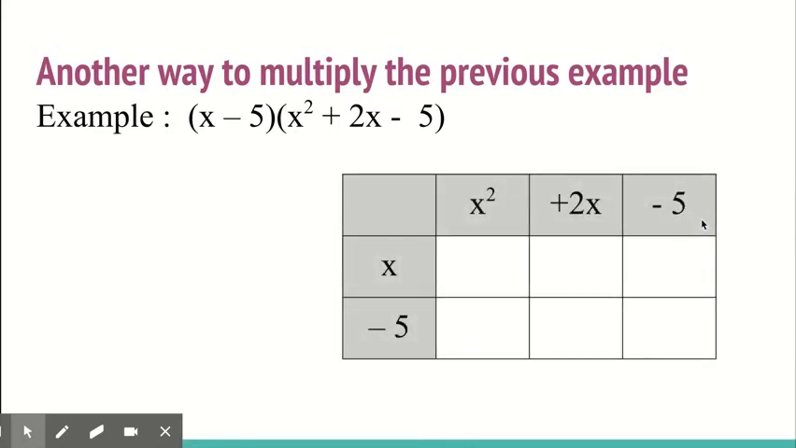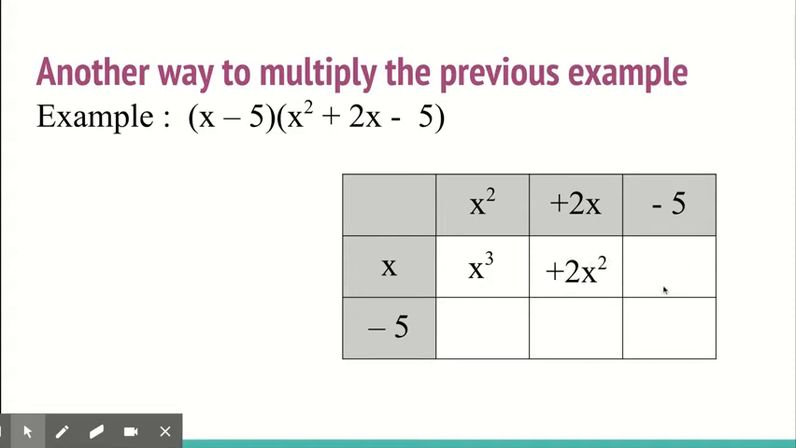Okay, so another way to do that previous example, so it's the exact same example, but we're going to use the chart, use this table. So first thing we're going to fill in is this box here. So I have x times x squared. Remember, we add those exponents together, imaginary 1, so I get x to the power of 3. Then I'm going to fill in this one here. I've got x times 2x. There's no coefficient, it's an imaginary 1, so we're going to leave it with the 2. And then x times x, we add the two exponents, I get 2x squared.